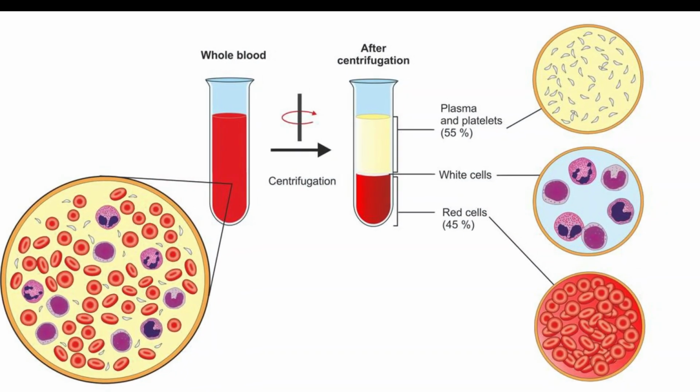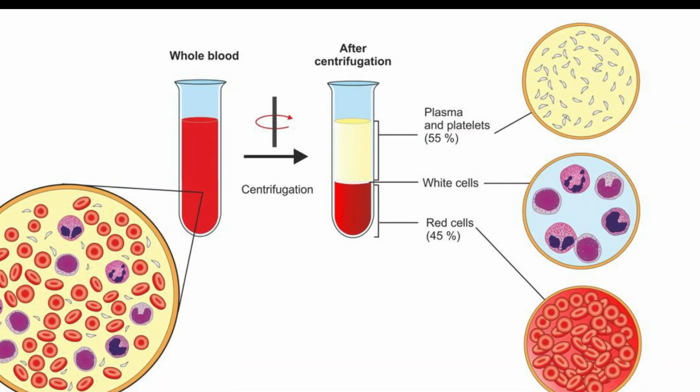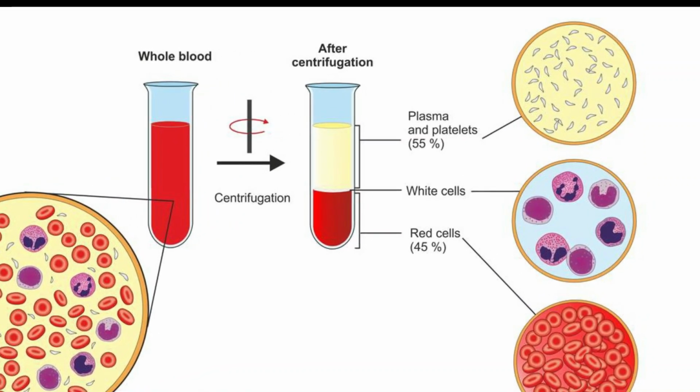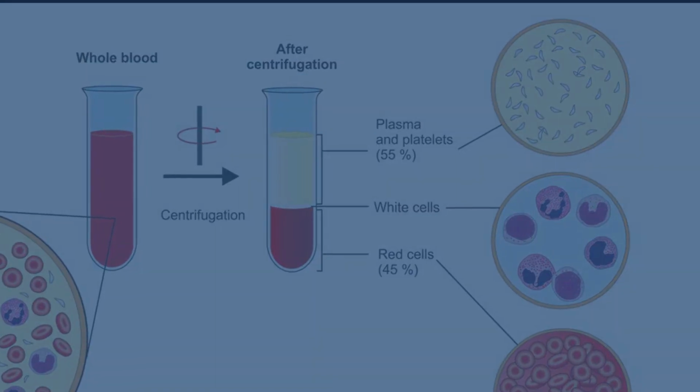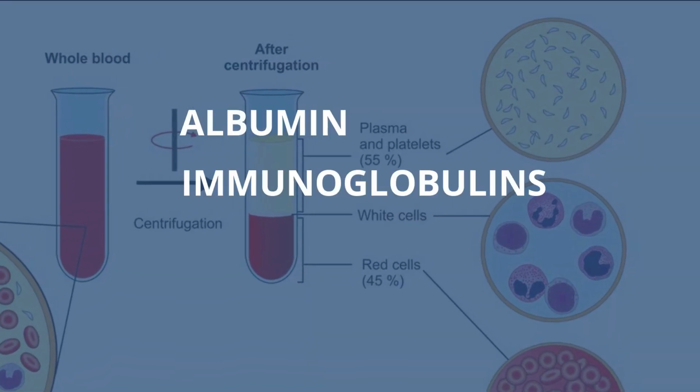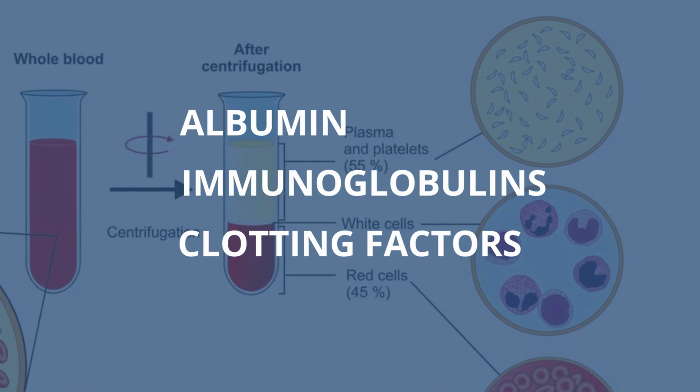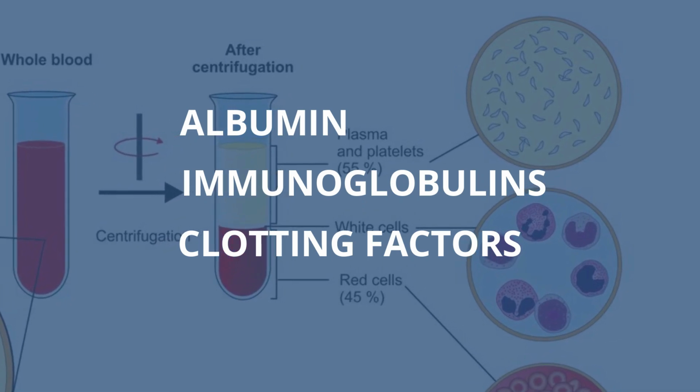Blood component fractionation is a process that separates whole blood into its various components. This technique allows for the isolation of specific proteins, such as albumin, immunoglobulins, and clotting factors, which can be used for various therapeutic purposes.